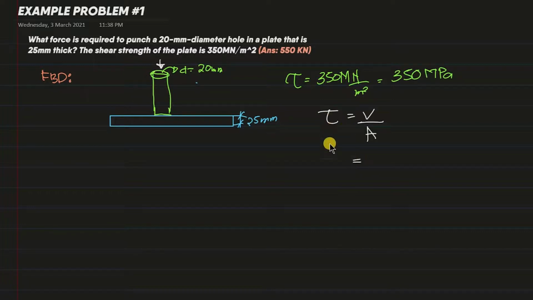So, substitute na tayo. Our tau is 350 megapascal. V, okay. Bakit to sinabing V yung hinahanap natin? Diba? Ang shearing force natin dito is dito, V. And we know that P is equal to V. Kasi nga, silang dalawang force lang naman yung nag-act on opposite direction. So, nasa equilibrium sila. Okay, so this is V over A. So, how do we solve for the area?